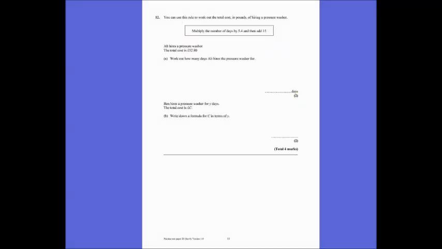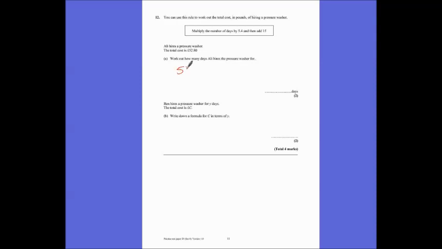Question 12. You can use this rule to work out the total cost in pounds of hiring a pressure washer. Multiply the number of days by 5.4 and then add 15. Ali hires a pressure washer, the total cost is £52.80. Work out how many days he's hired it for.